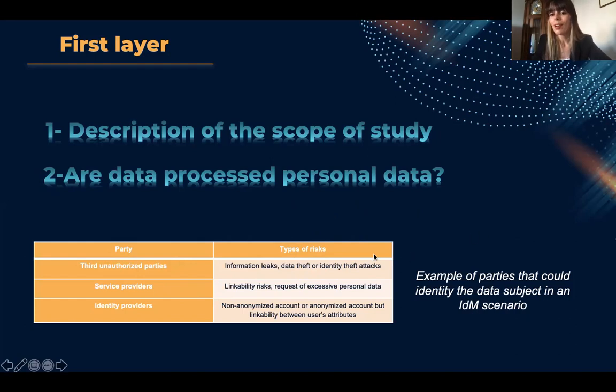Then we could classify the results, the degree of anonymization, as low, medium, or high. I would like to highlight that only if a high level of anonymization is achieved before all parties, our DPIA could stop at this phase, because otherwise we would be in the case of pseudonymized data that, according to the GDPR, must be considered as personal data.